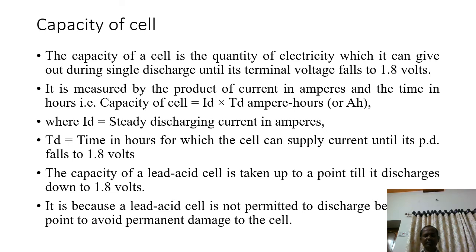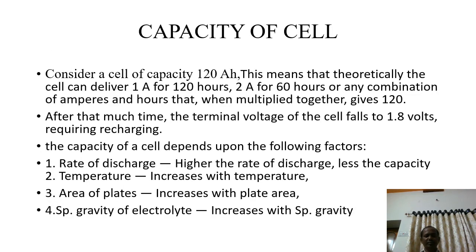Next, for example, you can consider a cell of capacity 120 ampere hours, which means the cell can deliver 1 ampere for 120 hours. Another example, 2 amperes for 60 hours. In these two combinations, we can define the capacity of the cell, that is current in amperes times time in hours. That is the product, which is called the capacity of the cell.